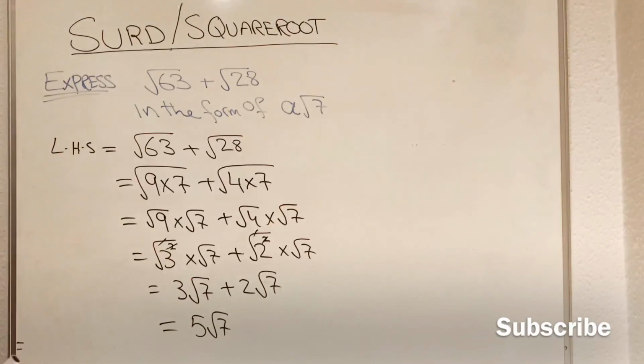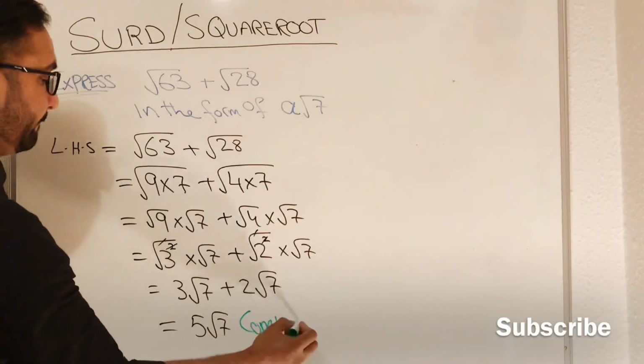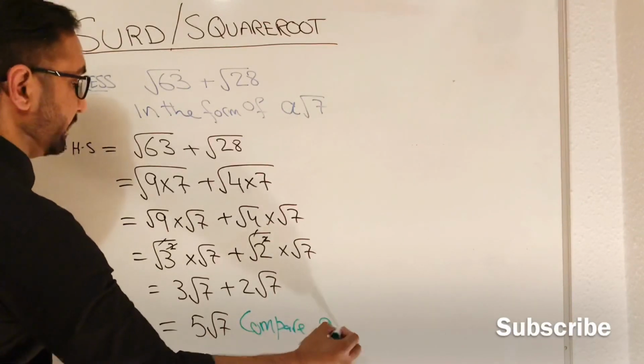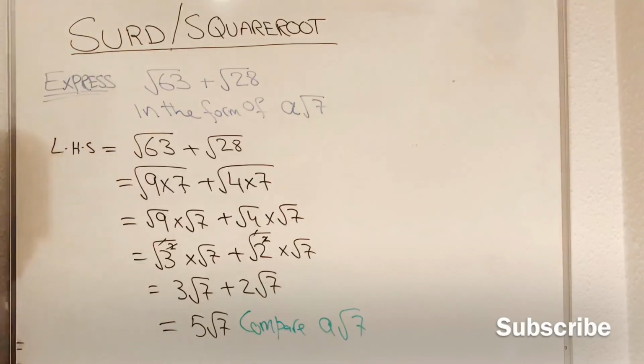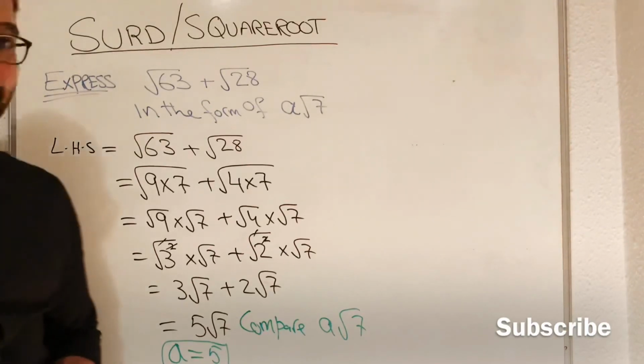And then the last part, compare with a under root 7. So what is the value of a? A is equal to 5, because 5 under root 7. So a is equal to 5. This is the answer. I hope you like the video.